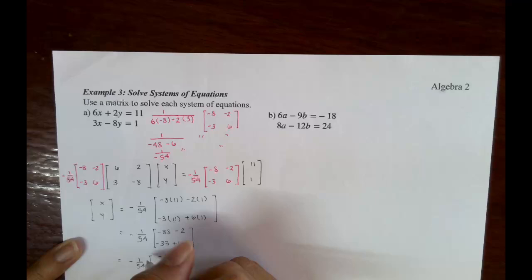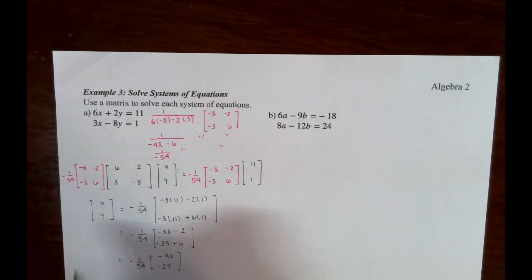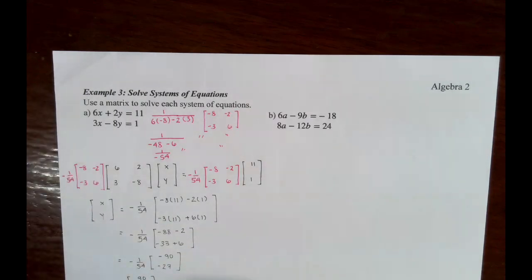33 plus 6 is negative 27. Okay. And then multiplying it in, this becomes 90 over 54. The negatives cancel each other out, and then the 27 over 54. Okay. 90 over 54, both divisible by 9. So that'll be 10 and then 6.